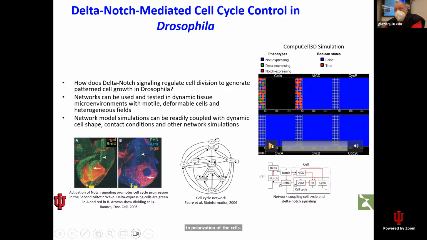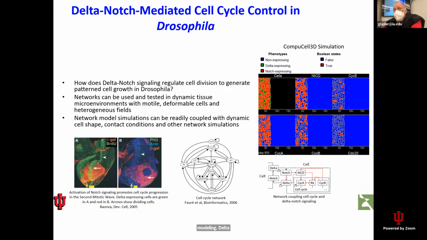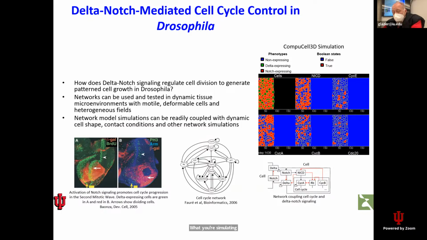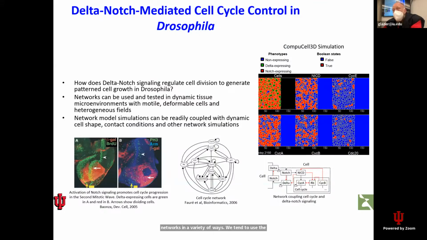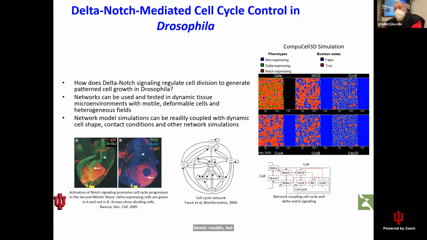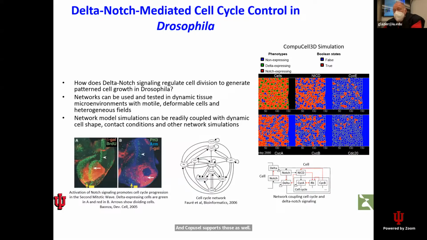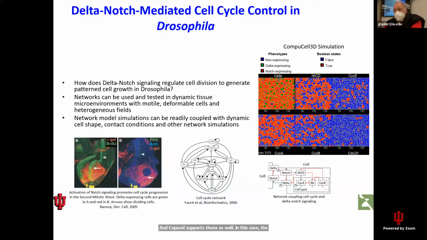This is a simulation that involves using subcellular modeling, Delta-Notch, which is a signaling mechanism that we'll run into a couple of times during the course. When you're simulating networks, you can simulate networks in a variety of ways. We tend to use reaction kinetic models, but there are also what are called stochastic Boolean models of gene regulation, and Computacell supports those as well. In this case, the signals between the cells are controlling the cell cycle and the growth and division of the cells.